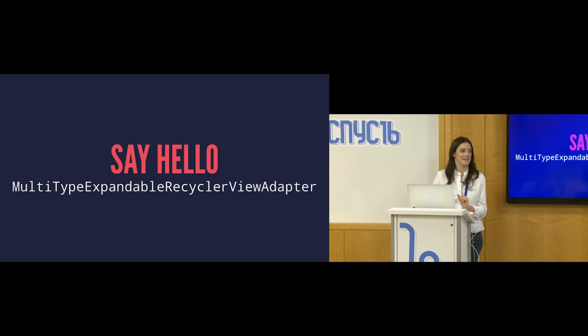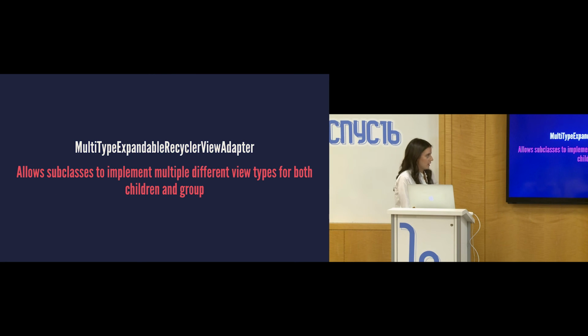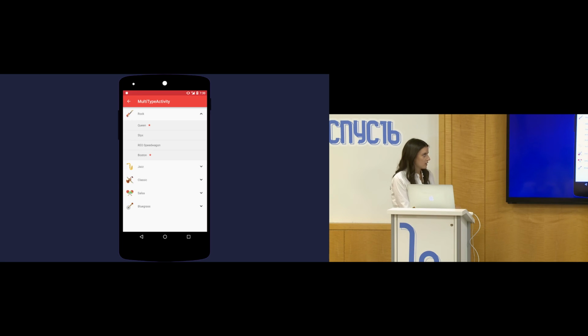Now I say that one 10 times fast. This version of the adapter allows subclasses to implement different view types for both children and groups. What that looks like in the wild, and this is kind of a boring example, is in this case we have different view types for children. We have a different view type for our favorite artists and for regular artists.